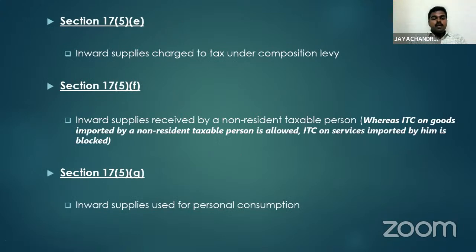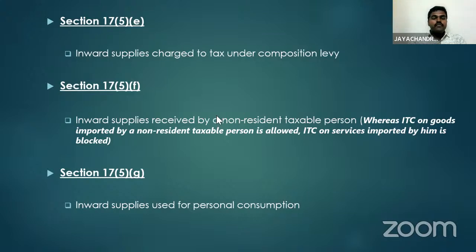Section 17 subsection 5. For the composition scheme, he has to pay the GST of 0.5% or 1% on the total taxable turnover. Irrespective of how much ITC he has, he is not supposed to avail even 1 rupee of ITC. Just based on the total turnover, he should keep on paying the tax. Those people should not avail any of the ITC. Any inward supplies, any inward supply of goods, any receipt of service, whatever GST he has paid, he should not take the ITC.